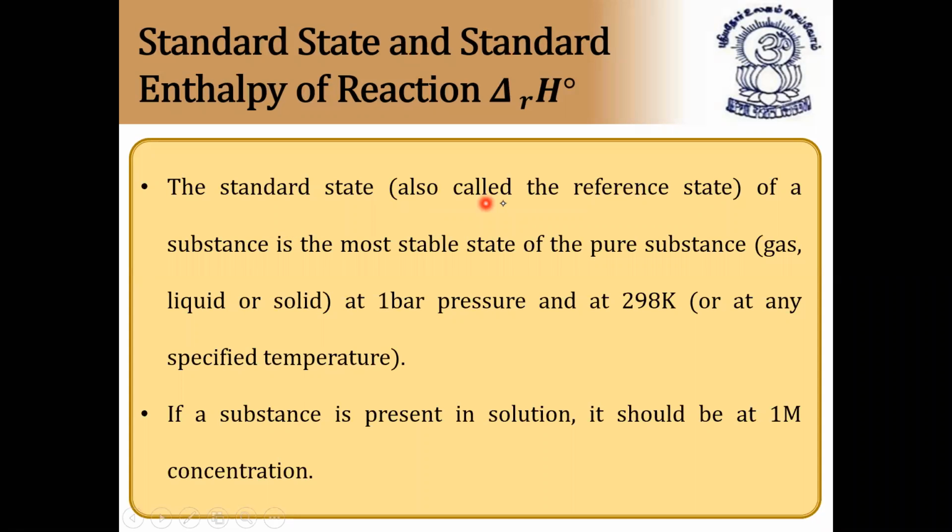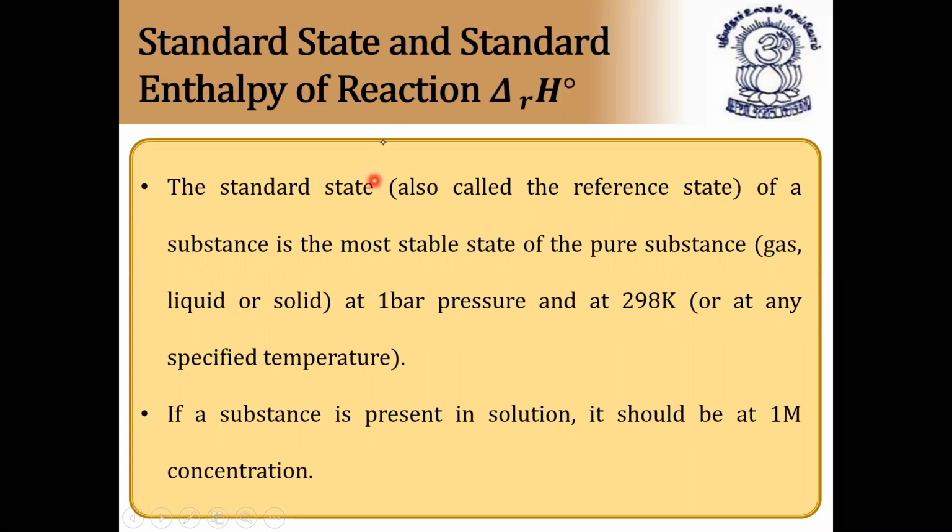The standard state, also called the reference state of a substance, is the most stable state of the pure substance, that is gas, liquid or solid. What are the standard conditions? 1 bar pressure or 1 atmospheric pressure, and 298 kelvins, or any specified temperature. If a substance is present in solution, it should be at 1 molar concentration. This is called standard state.